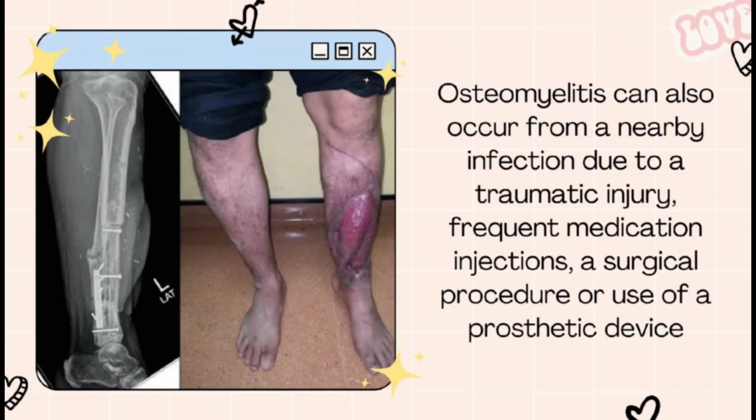It can also occur from an infection due to traumatic injury, frequent medication injection, a surgical procedure, or use of a prosthetic device. In addition, individuals with diabetes who develop foot ulcers are more susceptible. In any of these situations, the organism has a direct portal of entry into the affected bone. It can result from an infection somewhere else in the body that has spread to the bone, or it can start in the bone, often as a result of an injury.